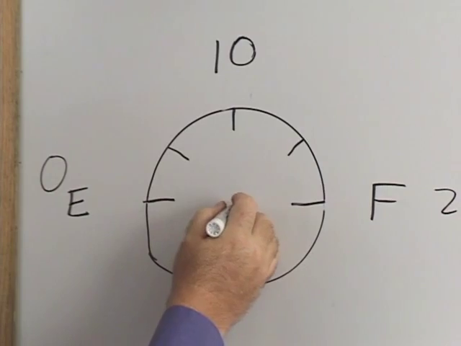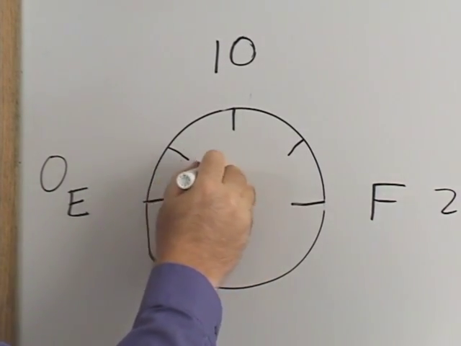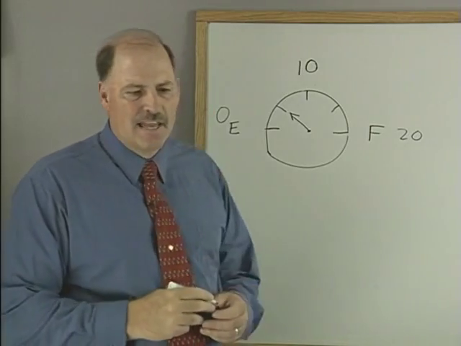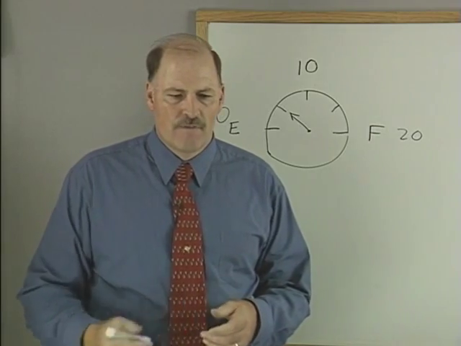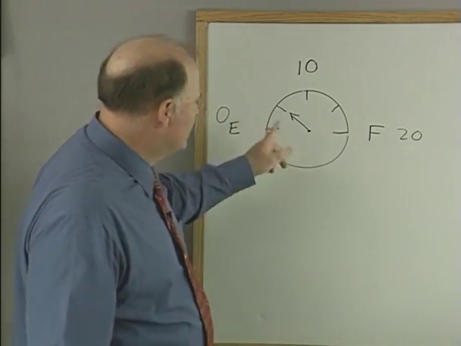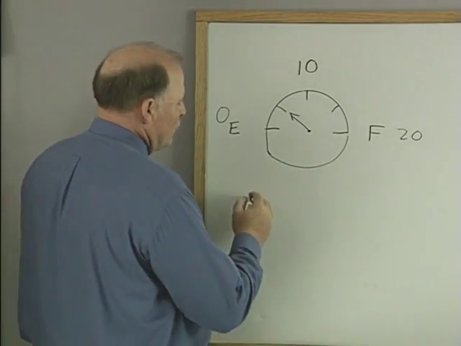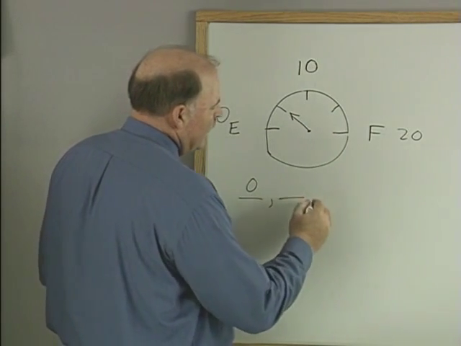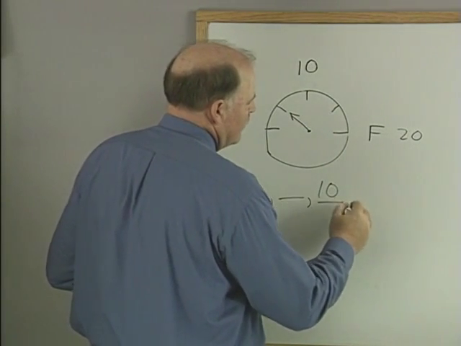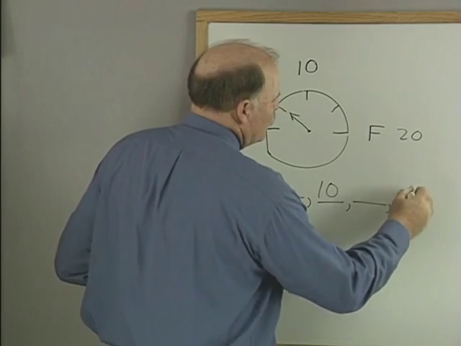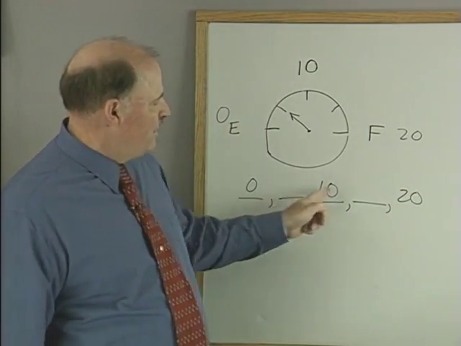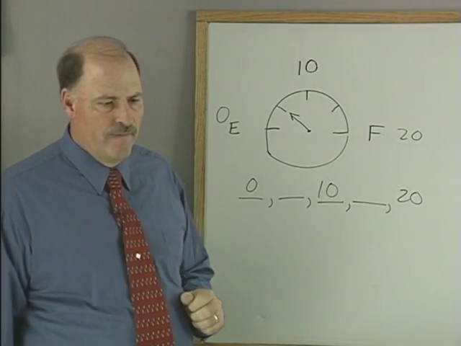And if the gas gauge is pointing to here, how many gallons of gas do I have in my car? Well, this is kind of like the problems we had before, where we had 0, blank, 10, blank, 20. What numbers do you think go in between there?